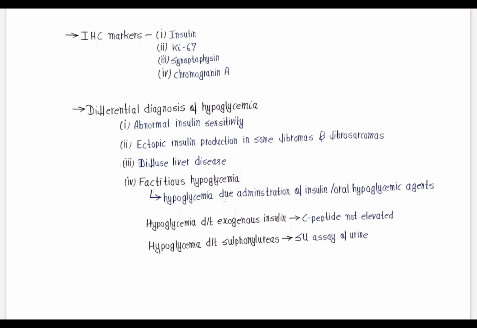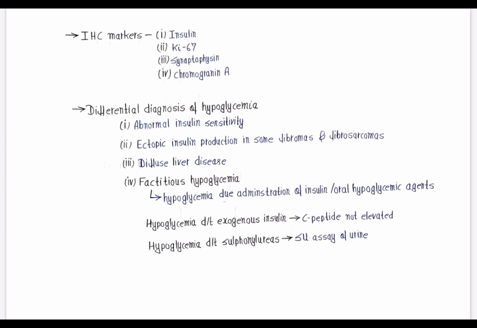So as we already discussed, the level of C peptide is elevated in case of insulinoma. But if the patient is on exogenous insulin, the level of C peptide will not be elevated. So in this way, you can distinguish whether the hypoglycemia is due to exogenous insulin or due to insulinoma.